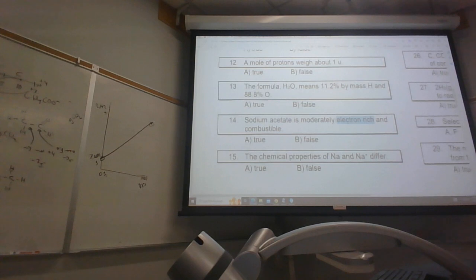So is it more accurate to decide whether something's rich or poor based on how many electrons it can lose, not its net charge? Right. Where it is in the spectrum, that's how you decide.